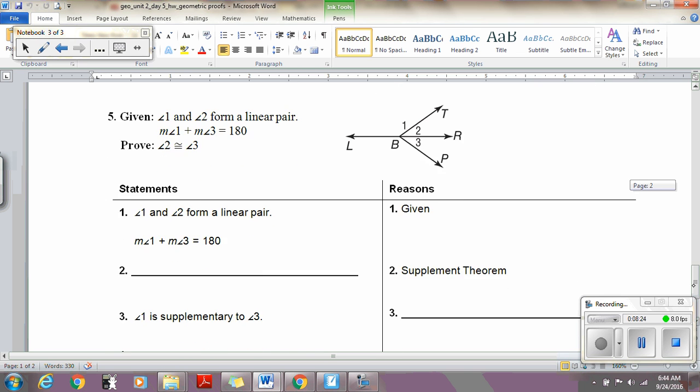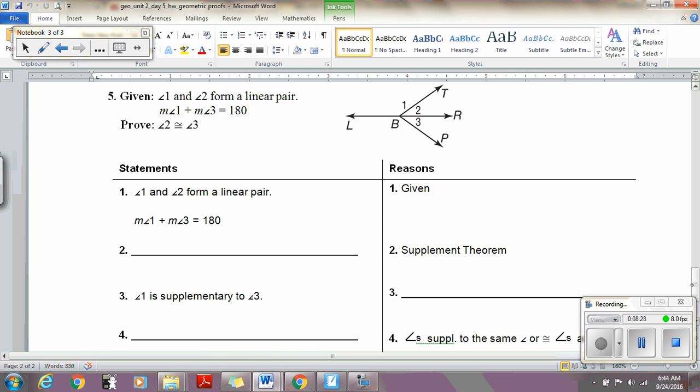All right, and last one, number 5. Says, given angle 1 and angle 2 form a linear pair, the measure of angle 1 plus the measure of angle 3 is 180. Prove that angle 2 is congruent to angle 3. So they decided to write all the given information first. Sometimes they will put everything first, other times they won't. It really depends on the person. So again, they gave us everything out front.